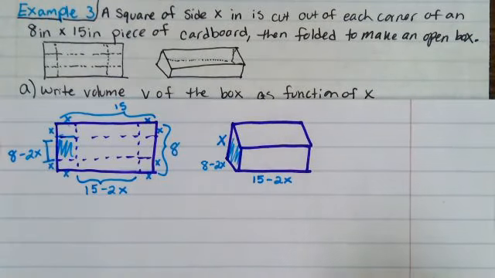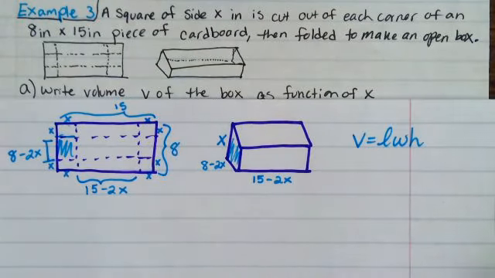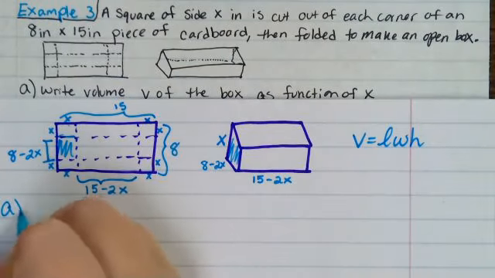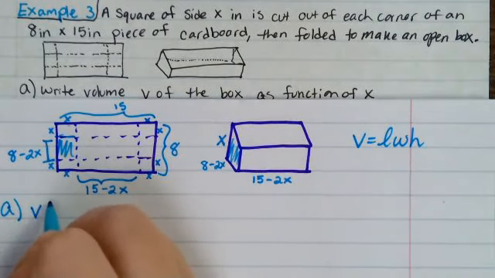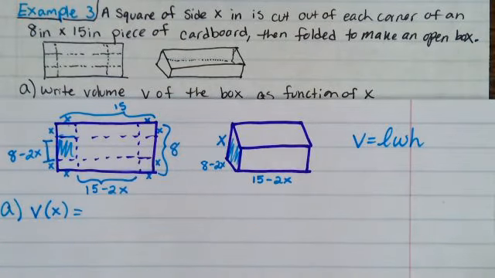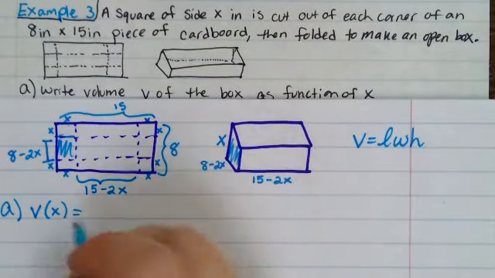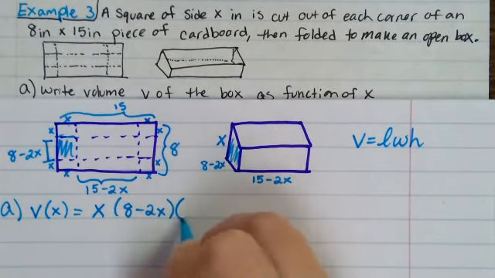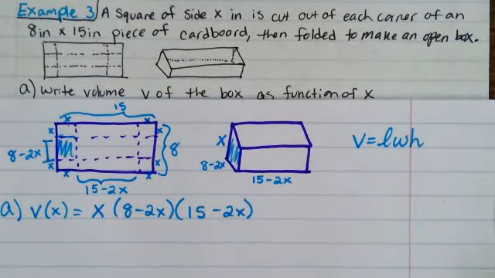And when it asks for me to write the volume of this, right? Remember that volume is length times width times height. So for part A, where it asks me to write the formula for the volume as a function of x, I'm going to say v of x to give my function notation. And all we're going to do is take these three dimensions and multiply them out. So I would have x times 8 minus 2x times 15 minus 2x. Ta-da! Just like that.